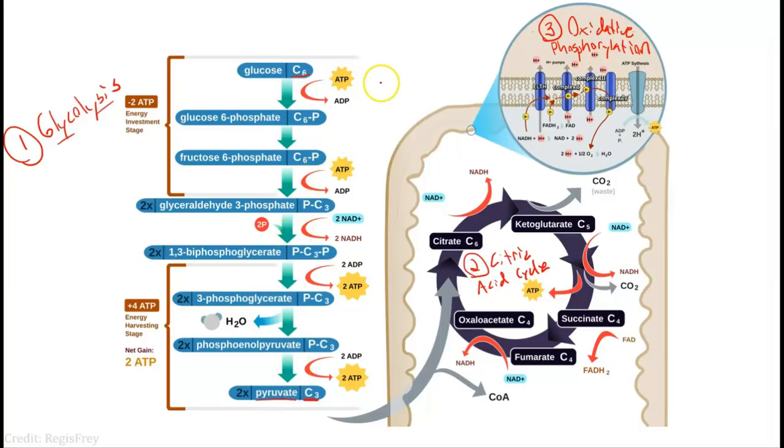There is an energy investment part to this pathway. So 2 ATP are spent here to get it halfway through, and then from there it unfurls, and 4 ATP are made. So the net gain here is 2 ATP produced, even just here in glycolysis. Glycolysis happens in the cytoplasm, so it's not in any particular organelle. And it's a really quick way to make energy. It's a really inefficient way to make energy, but it happens really fast. And it doesn't require oxygen.